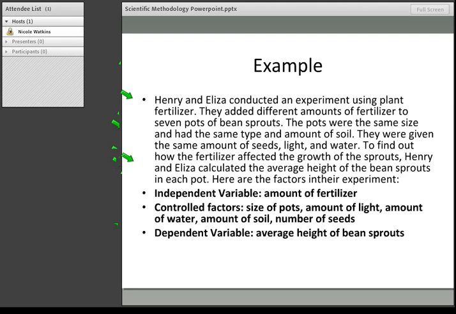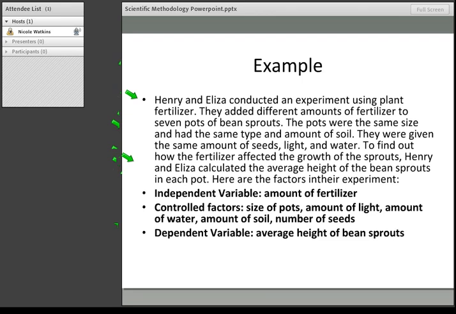This first example, I want you to read through with me, and then we will talk about identifying the different variables. Henry and Eliza conducted an experiment using plant fertilizer. They added different amounts of fertilizer to 7 pots of bean sprouts. The pots were the same size and had the same type and amount of soil. They were given the same amount of seeds, light, and water. To find out how the fertilizer affected the growth of the sprouts, Henry and Eliza calculated the average height of the bean sprouts in each pot.